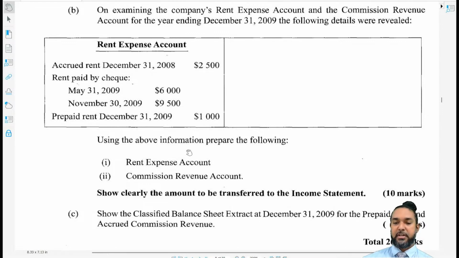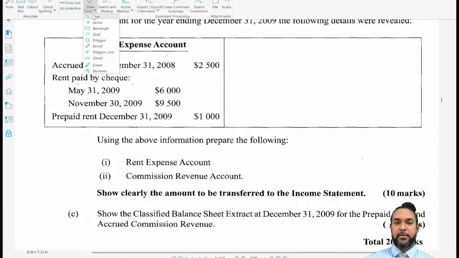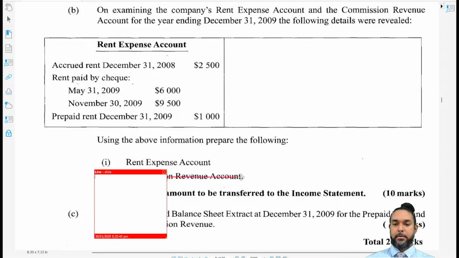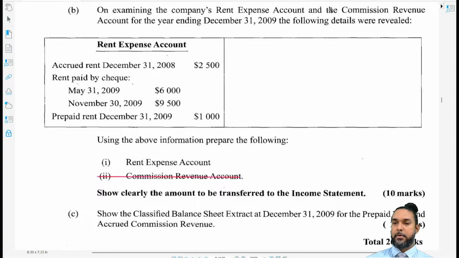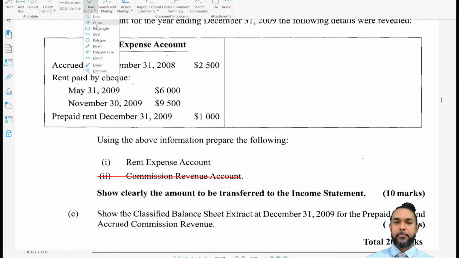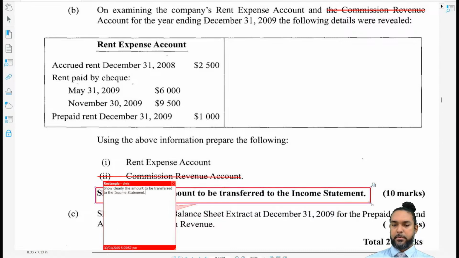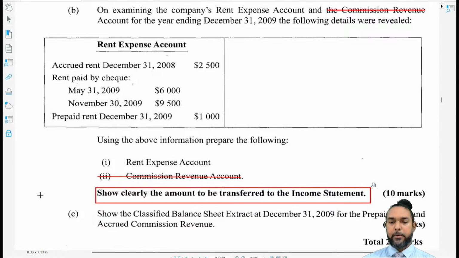So using the above information, prepare the following. So I'll put a line through that right here. And I'll put a box around this item here. Okay, cool. Show the amount to be transferred to the income statement. All right, cool. So, check it.